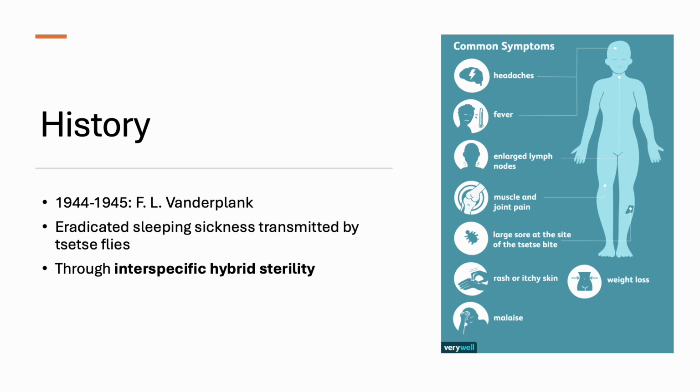I also wanted to give a brief history on the beginning of these studies, which started in 1944 through 1945 with F.L. Vanderplank, who was able to eradicate the sleeping sickness in Tanzania through the use of interspecific hybrid sterility, which is when two species interbreed and produce sterile hybrid offspring.